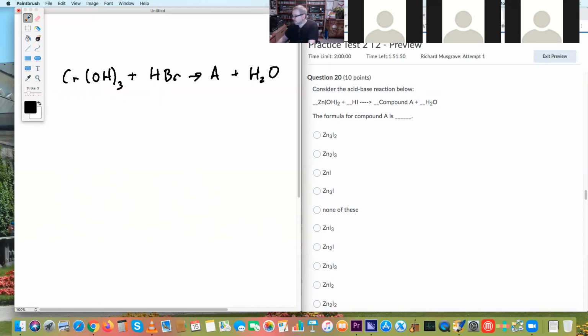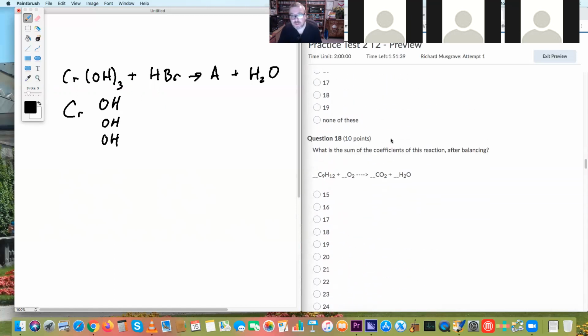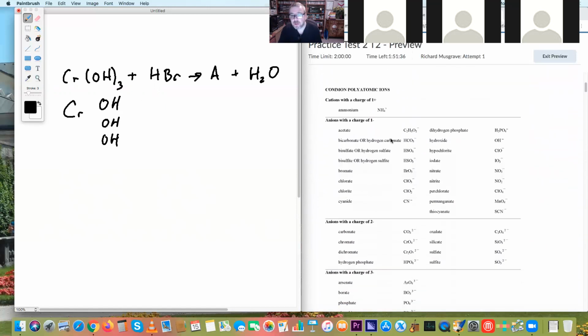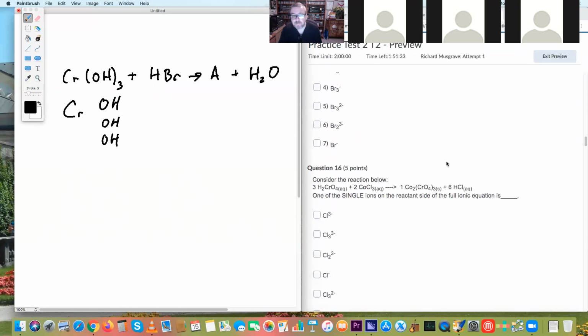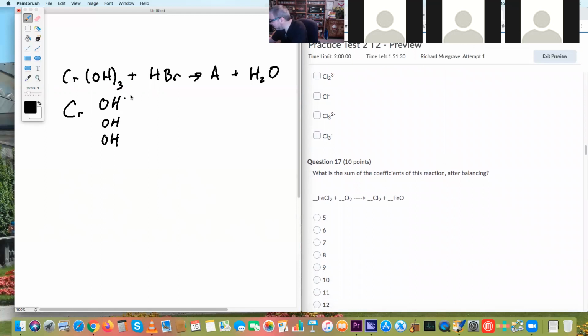All right, so I have 1 Cr, I have 3 OHs. That's good. What's the charge on each OH? It's a negative. It's a -1, yeah. You can get that from up here, from the polyatomic ion sheet, OH negative. If ever you forget, but it's always going to be OH negative. What's the charge on the chromium, Ashley? The Cr. Positive? Positive what? 3? Yep, that's right.